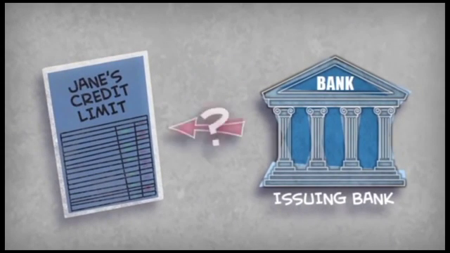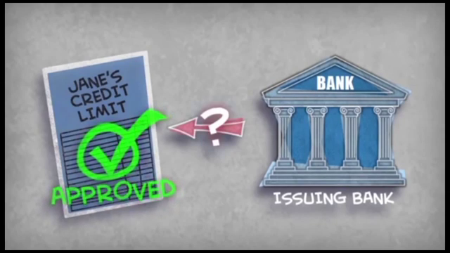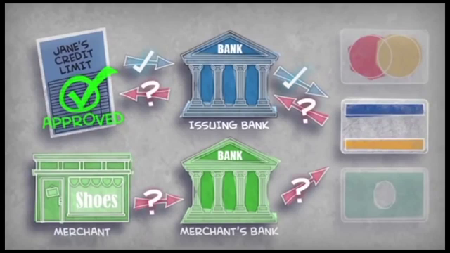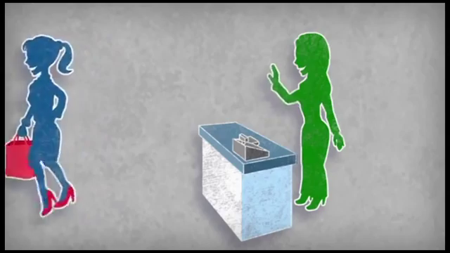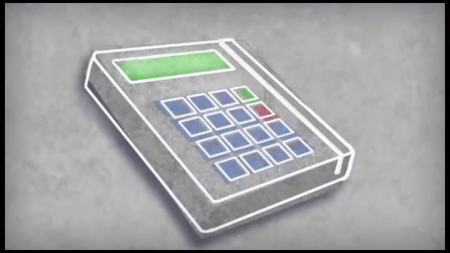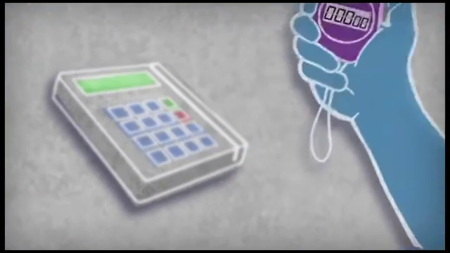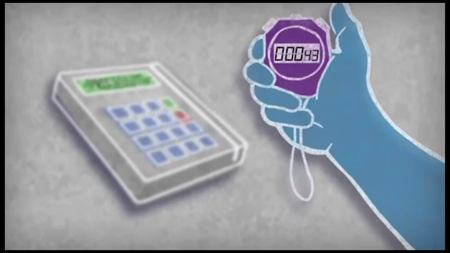The issuing bank looks at Jane's account and checks to make sure that her shoe obsession hasn't put her over her credit limit. If she still has enough credit available to cover the shoes, a response is sent back to Visa approving the purchase. Visa sends that approval back to the merchant's bank, who forwards it to the shoe store. Finally, the cashier sees that the order was approved and hands Jane the shoes. Everyone's happy. That whole process takes place in less than 3 seconds. 3 seconds! About half the time it takes you to yawn.